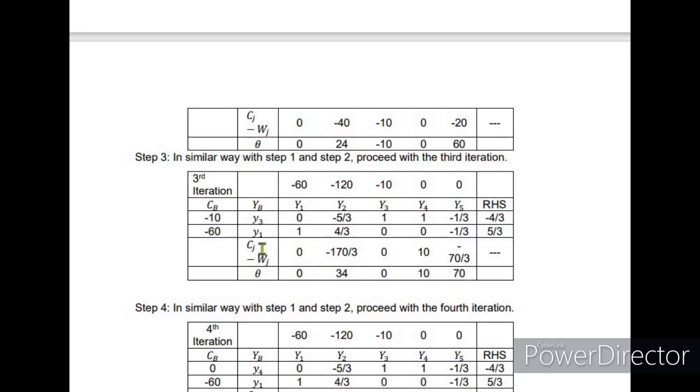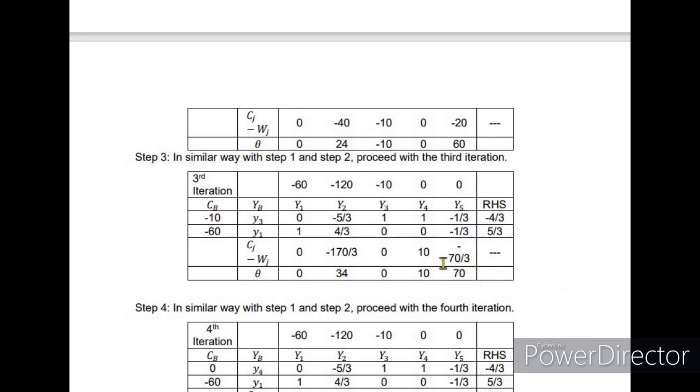Now, let's compute Cj minus Wj. So negative 10 times negative 5 over 3 plus negative 6 times 4 thirds. Their sum will be subtracted from negative 120, and the result will be positive 34. Then this will be negative 10 times 1, so negative 10, and negative 60 times 0 is 0. So it will be 0 here. Then you will compute it up to y sub 5.